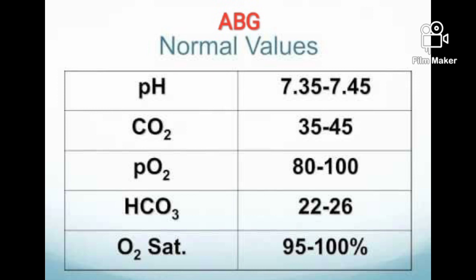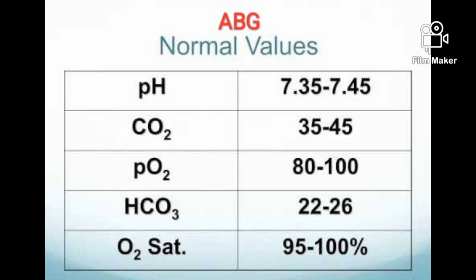Step 5. Calculate the anion gap, if a metabolic acidosis exists. The anion gap will be equal to sodium minus the chloride plus the bicarb, minus 12, plus or minus 2. A normal anion gap is approximately 12 milliequivalent per liter. In patients with hypoalbuminemia, the normal anion gap is lower than 12 milliequivalent per liter.